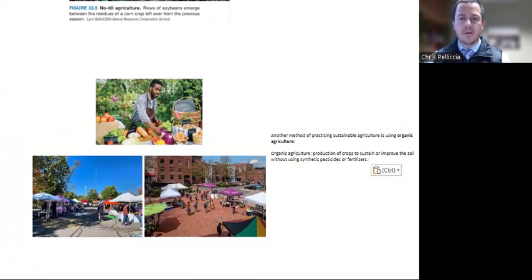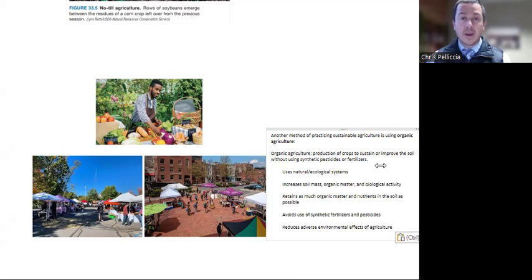In speaking a little bit more about organic agriculture, there's certain facets that define something as organic agriculture, and I'll list those down below here. Organic agriculture uses natural or ecological systems. It helps to increase soil mass, organic matter, and biological activity. Organic agriculture retains as much organic matter and nutrients in the soil as possible. Again, it avoids the use of synthetic fertilizers or pesticides, and it reduces adverse environmental effects of agriculture, again, by sort of minimizing the impact of that agriculture.